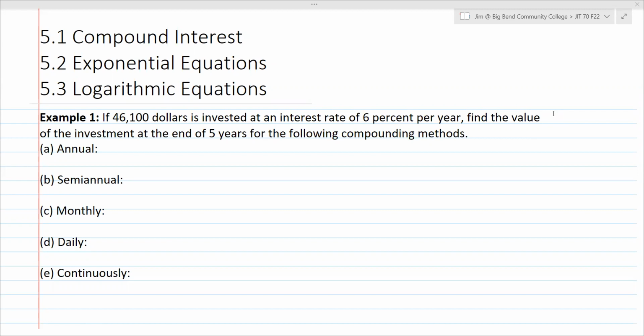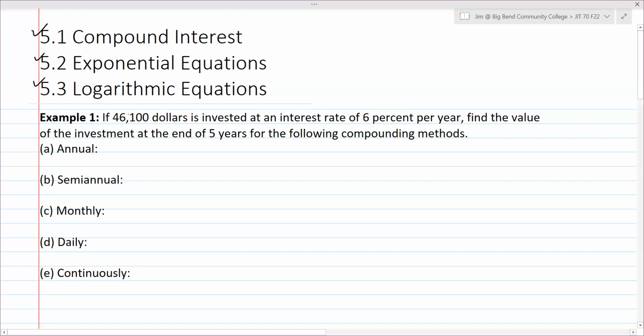All right, today we're going to have some interesting topics. We'll have 5.1 compound interest, 5.2 exponential equations, and 5.3 log equations. The first one is one of my favorites because the topic connects to the real world.